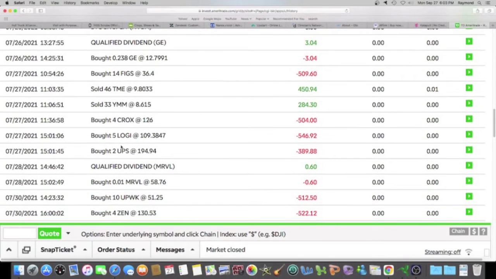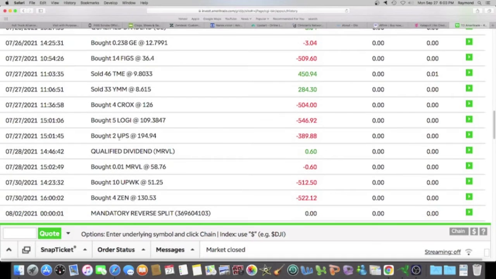And I bought stock ticker LOGI. I already own this stock. This is Logitech. I'm happy with the stock, so I decided to buy a little bit more for my portfolio. I also bought 2 shares of UPS, United Parcel Service. I already own this stock, so I added more to my portfolio.